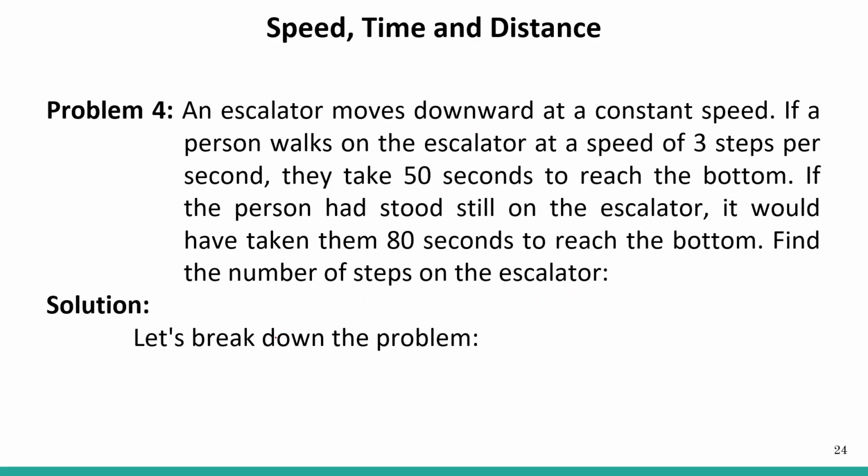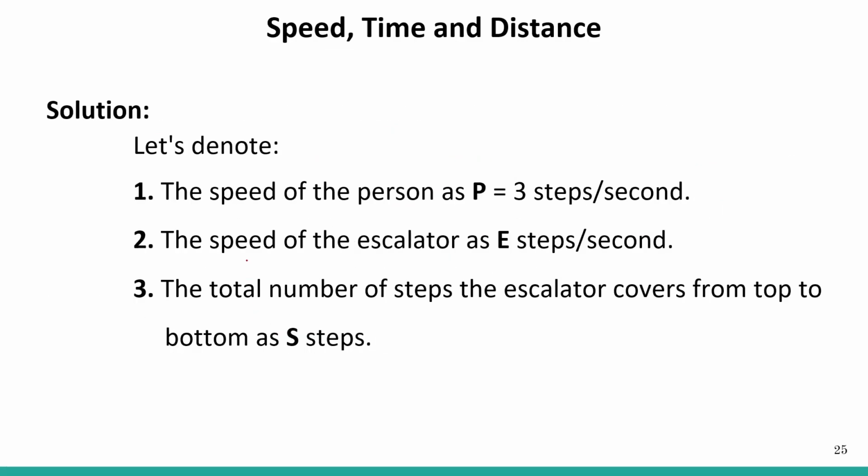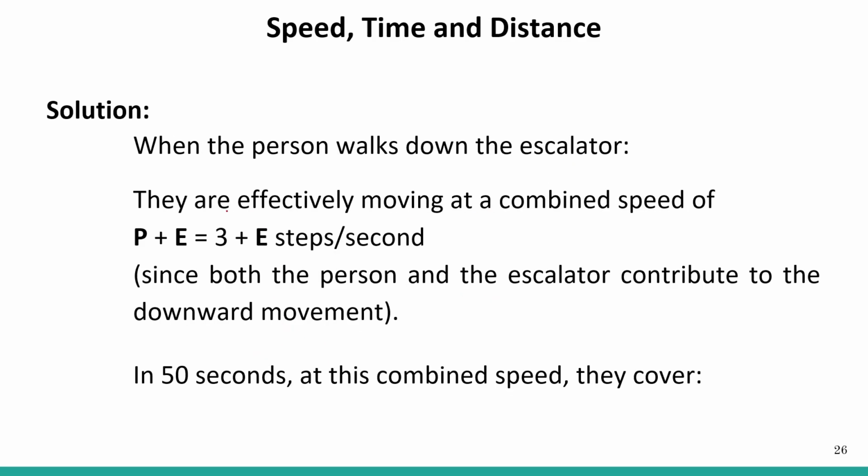So let's see the step-by-step solution. Breaking down the problem, we have to denote something. The speed of the person will be p, that is 3 steps per second, and let the speed of the escalator be e steps per second. The total number of steps on the escalator from top to bottom is s steps.